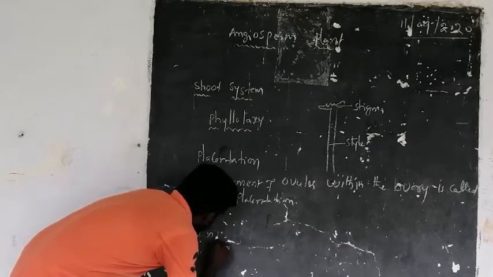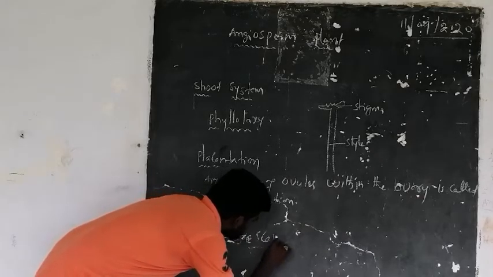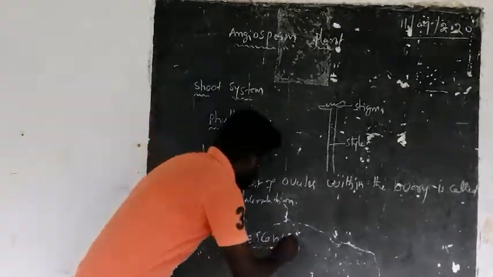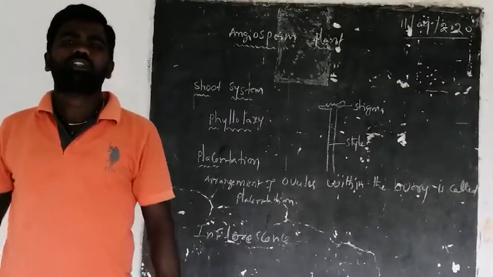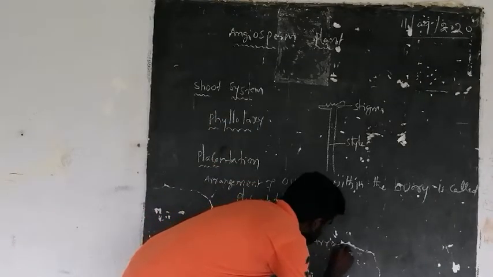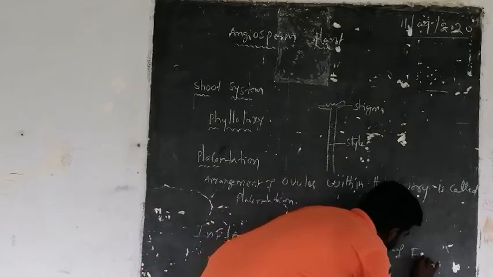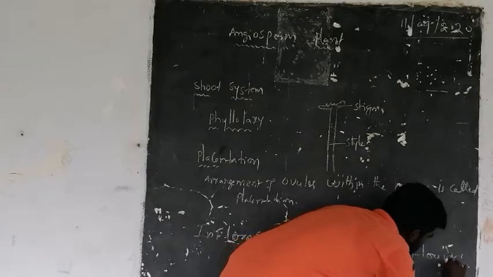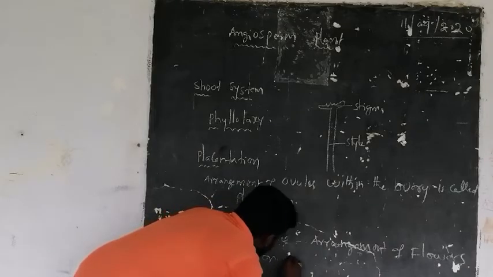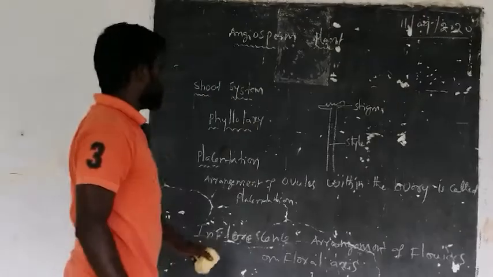Next, one more thing you have to remember: inflorescence. What does inflorescence mean? It is the arrangement of flowers on the stem or floral axis. This is called inflorescence.